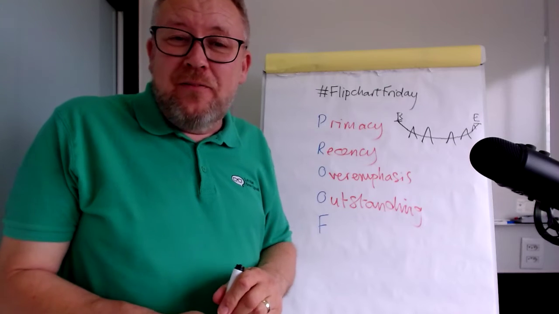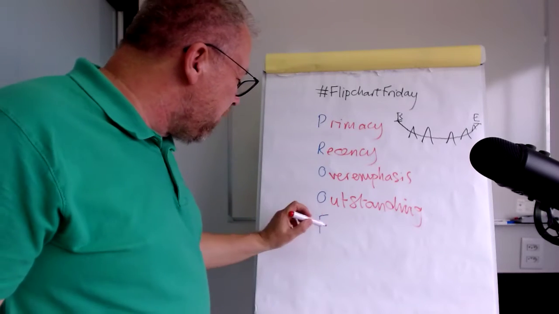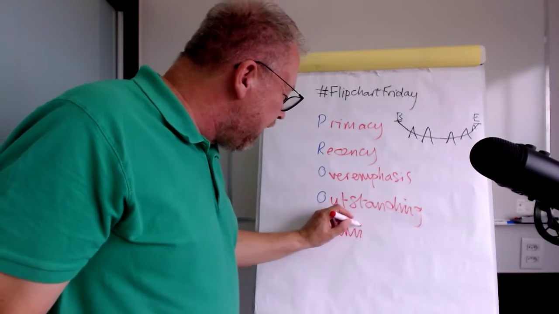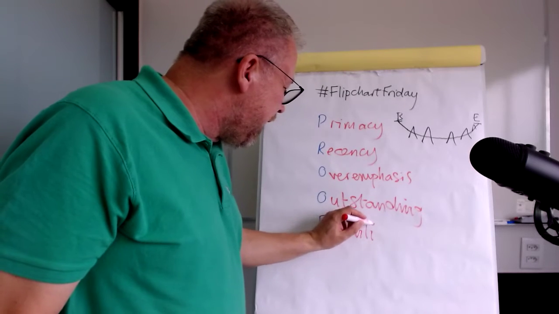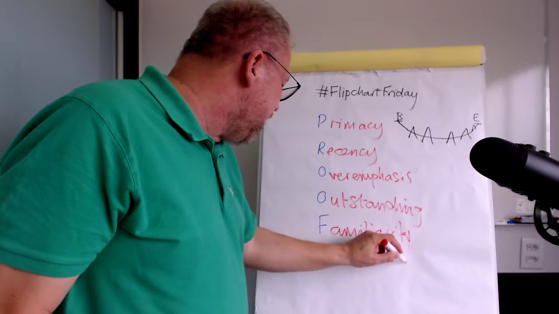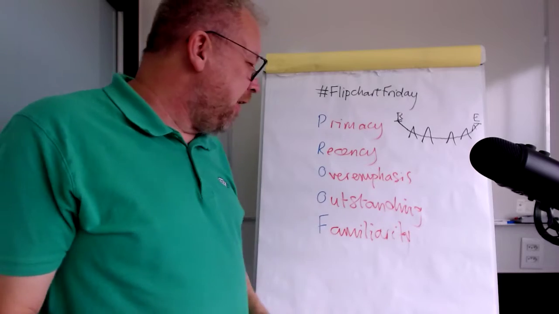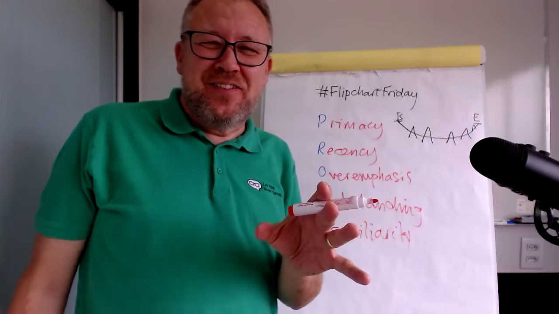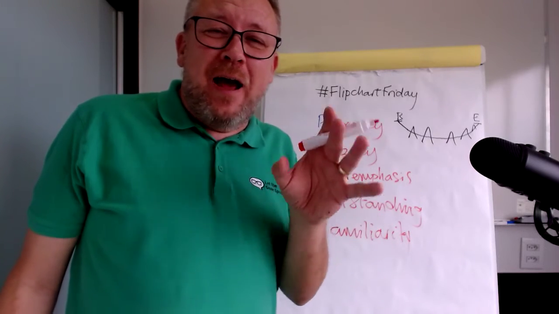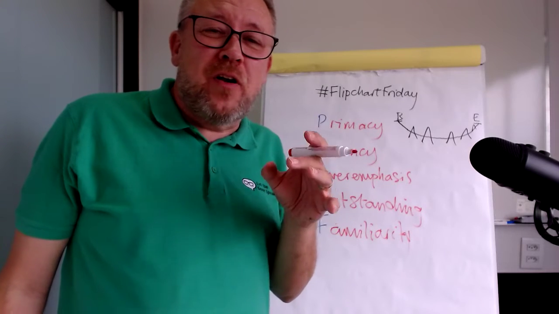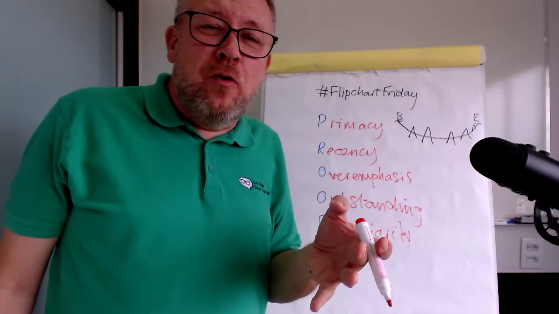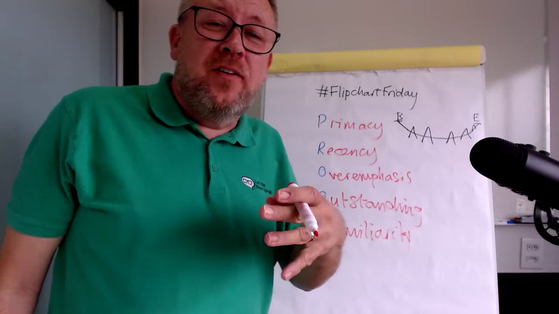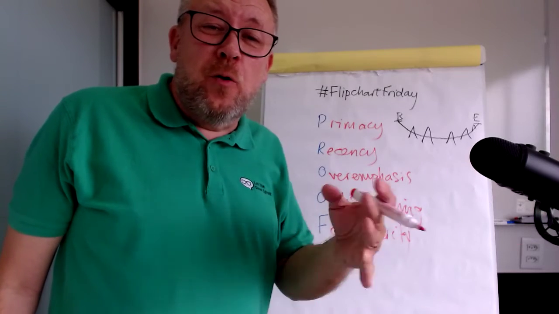And then the F at the bottom of proof is familiarity. Familiarity. That's right, familiarity. Yes, just checking my spelling. Familiarity, and what this is all about is using the concept of things that people are already familiar with in order to help them to understand new things or take things in.